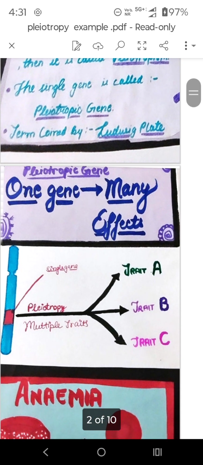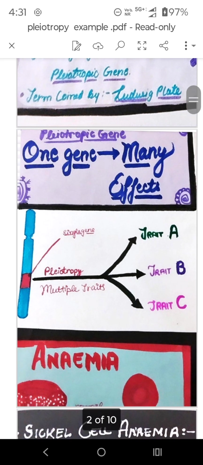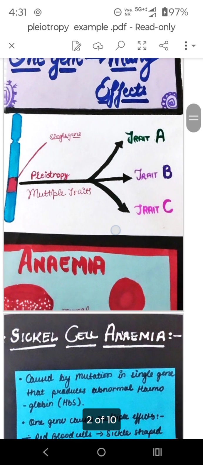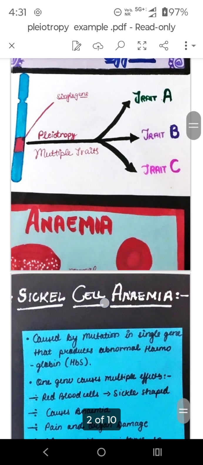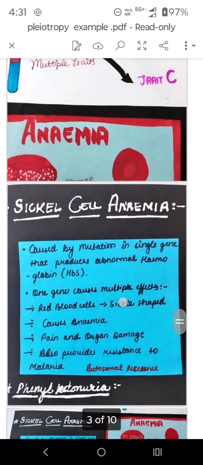So you can see a pleiotropic gene here with the help of a diagram. This is the structure of a gene, and this single gene is showing the pleiotropic effect on multiple traits, trait A, B and C. There are two very good examples of pleiotropy in human beings. One is sickle cell anemia and another is phenylketonuria. These are diseases.